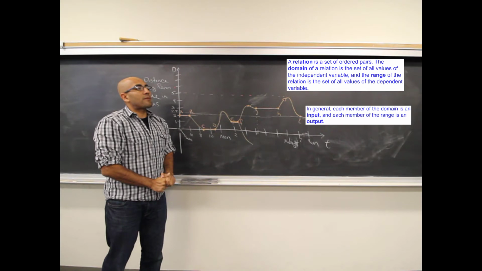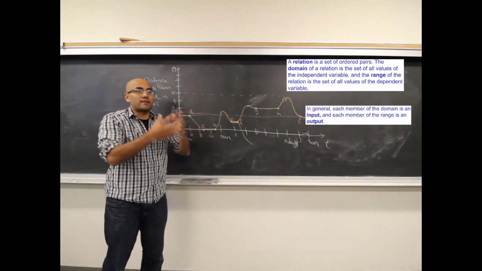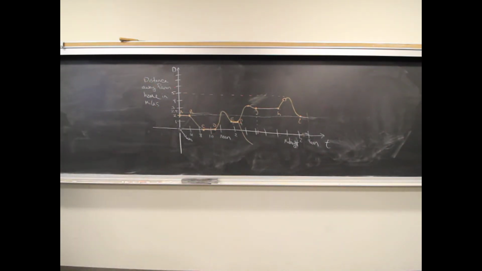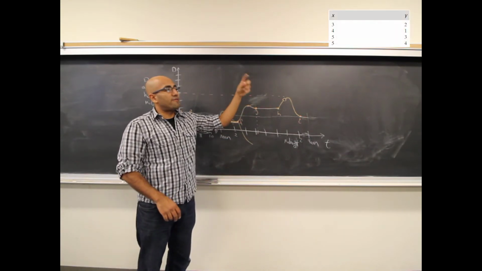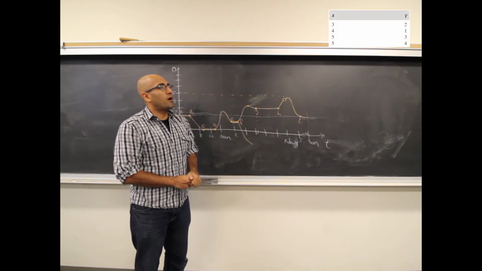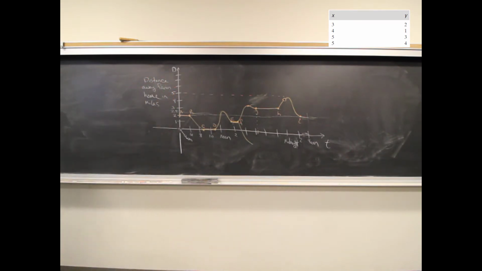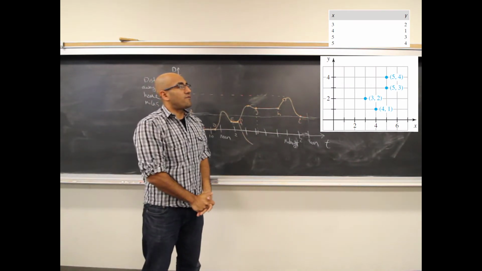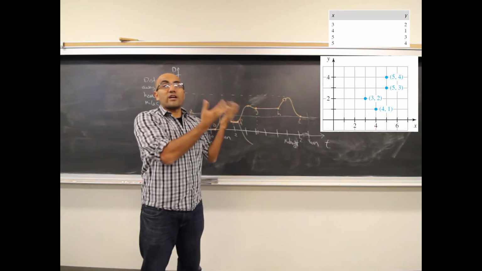So in general, each member of the domain is an input value. Each member of the range is an output. So we like to think of it as input-output pairs. Here's another example. So if we had this table, 3, 4, 5, 5, and 2, 1, 3, 4, then these are ordered pairs. We can graph them this way. And we'd have this little grid here with these 4 ordered pairs. And so this is a general grid.